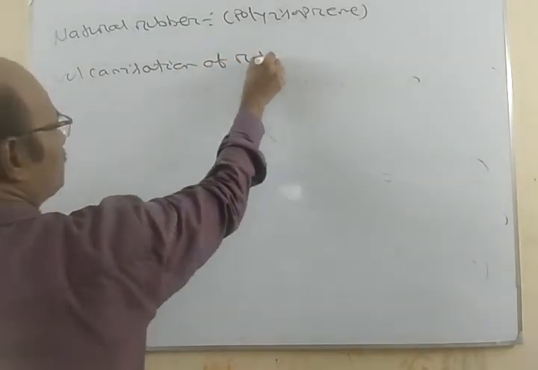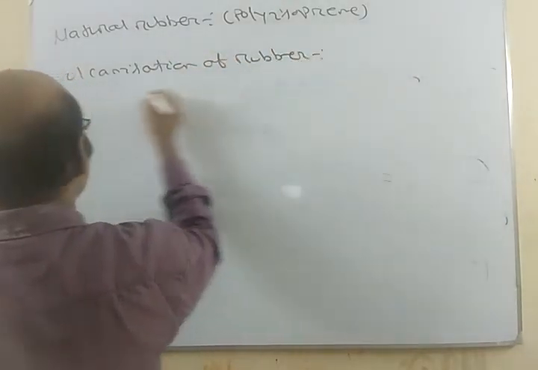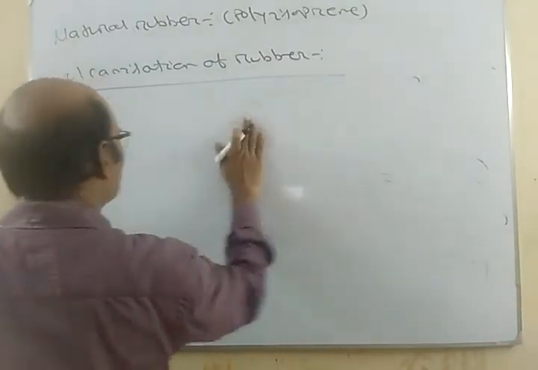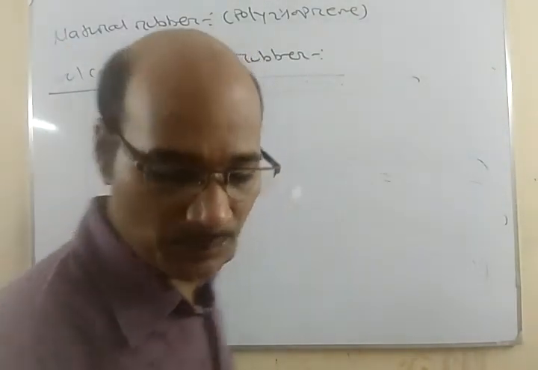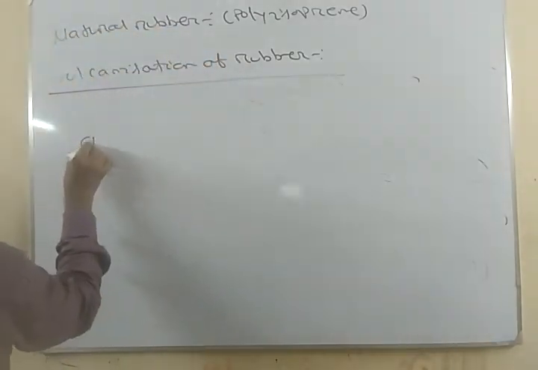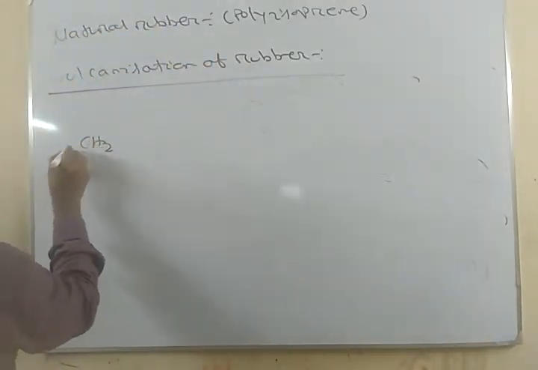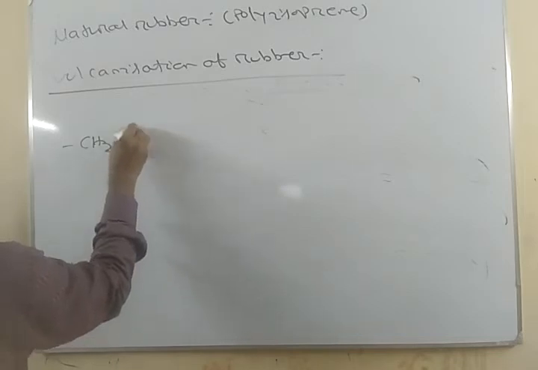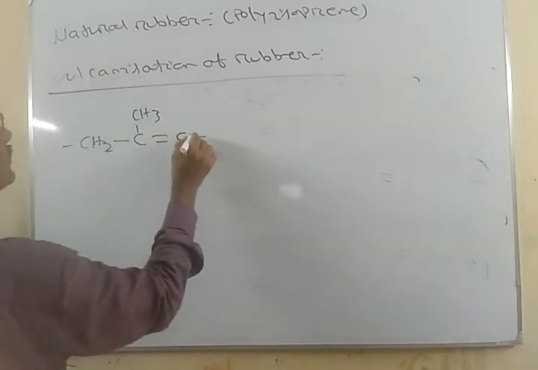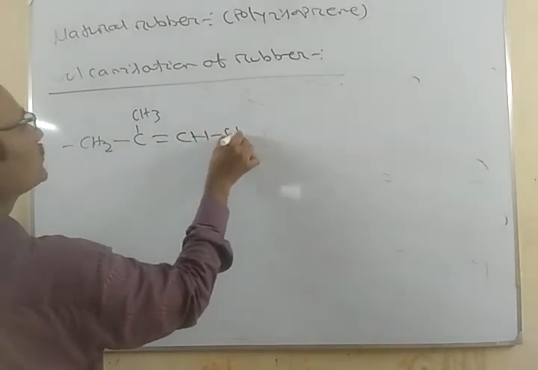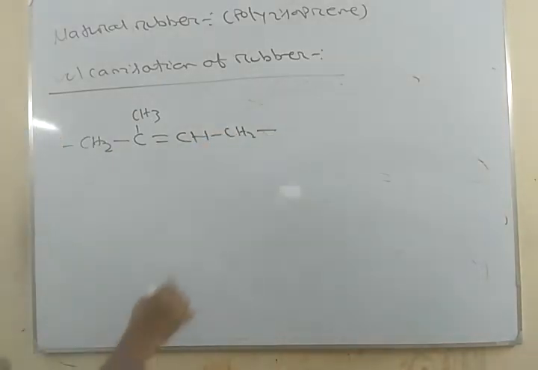Vulcanization of rubber. It is the process of heating natural rubber in the presence of sulfur. So CH2 single bond C, CH3 double bond C, H CH2, one molecule.